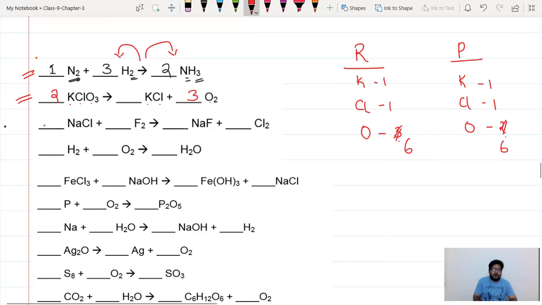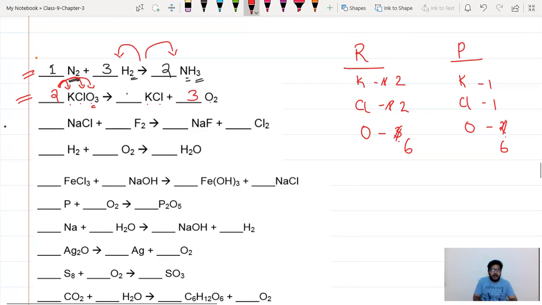But there is a problem. While you are placing 2, that 2 should be given to potassium, chlorine and oxygen as well. Now oxygen is okay. How many chlorines we got? Now reactant side 2 it has become, product side 2. Here if you observe, reactant side it has become 2 and 2.